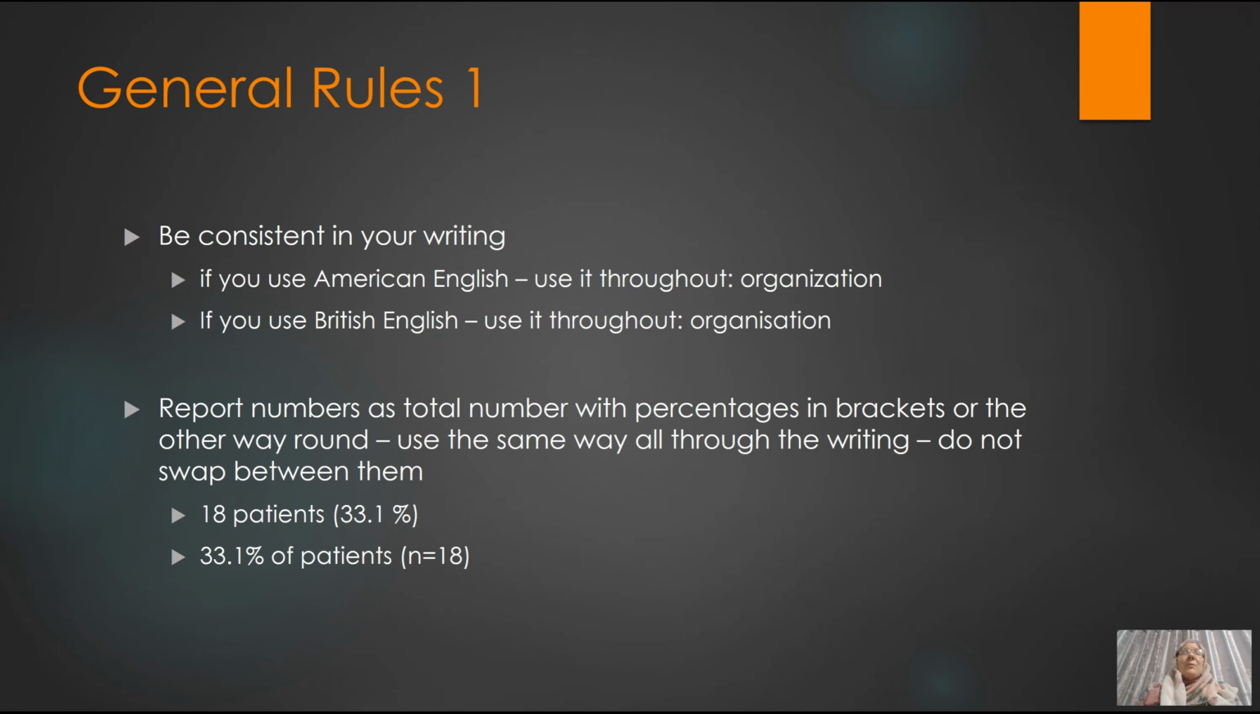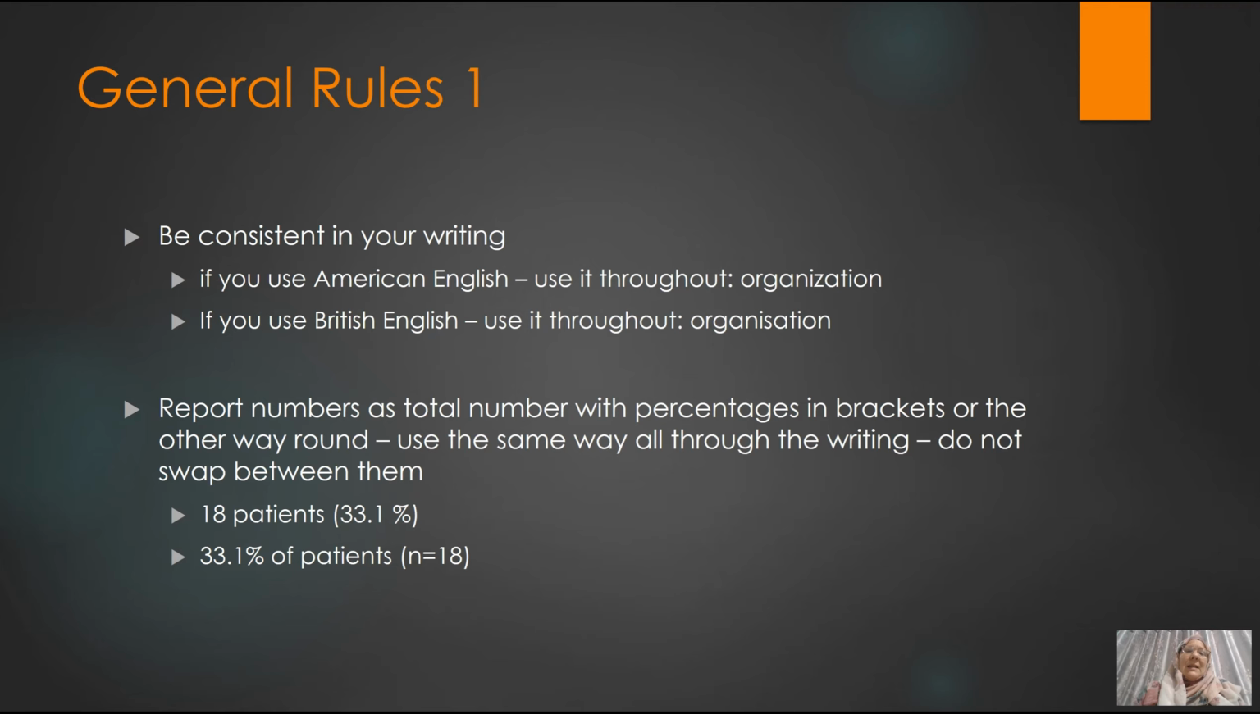So first of all, you have to be consistent in your writing, and this applies to everything you do in your article. There are sometimes decisions to be made, such as, for example, use of American English or use of British English. Some journals specify and say, we want American English or we want British English, but often they do not. Then you can choose yourself. But whatever you choose, you have to stick to it throughout your article.